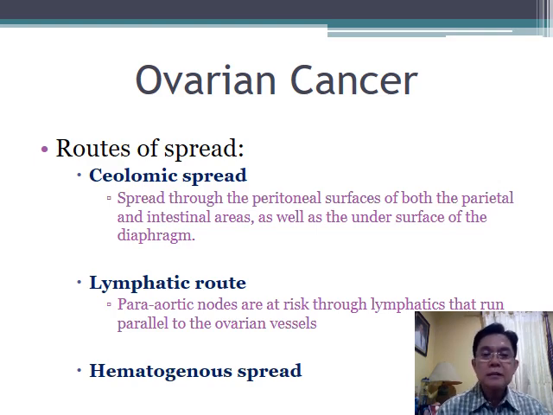Lymphatic spread, okay, spread to your lymph nodes. So para-aortic lymph nodes are at risk through lymphatic spread. So you can have common iliac or even para-aortic lymph node involvement. Hematogenous spread can also occur, especially exhibited by the presence of bone metastases.